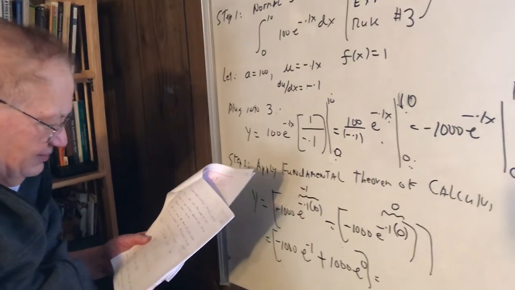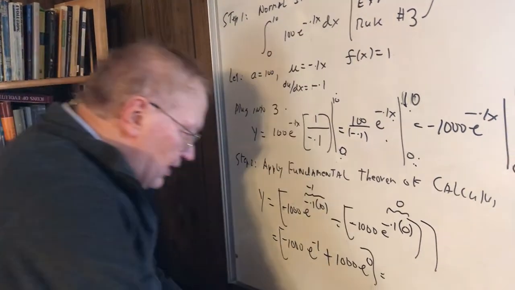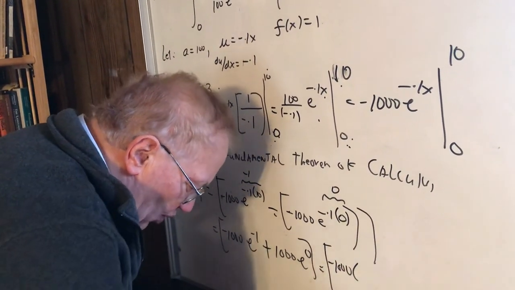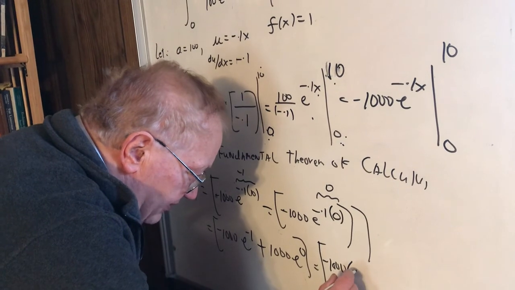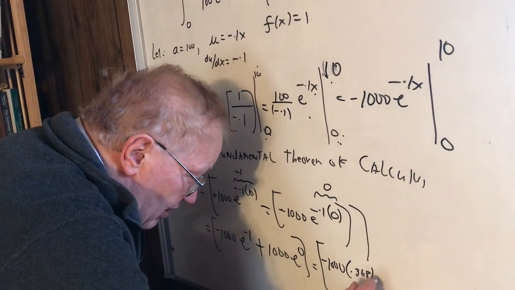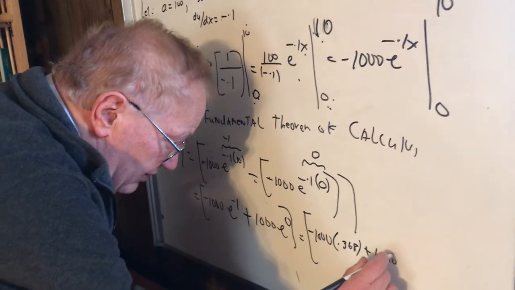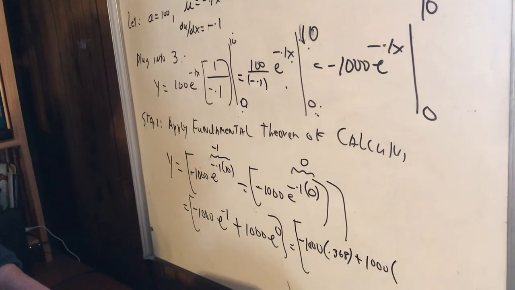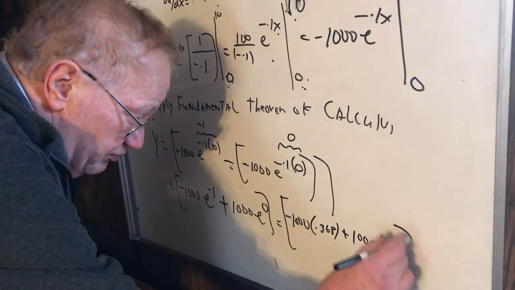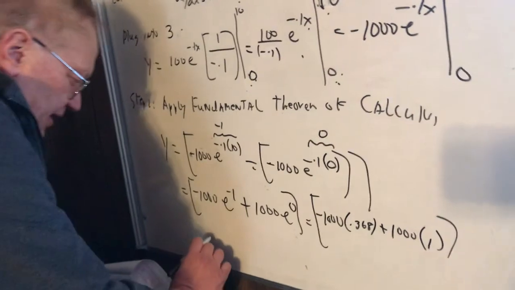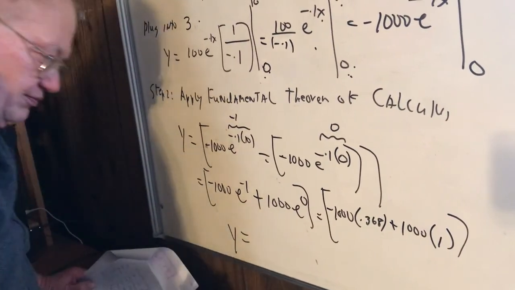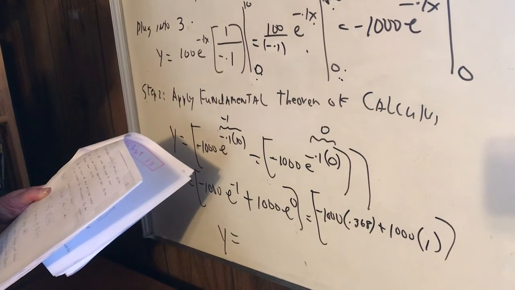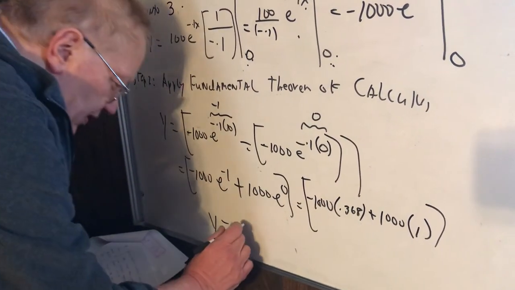We have here, we're going to have a minus 1,000, carrying it out for you for only once, 0.368, plus 1,000. Anything to the 0 is 1. I don't care what it is. Elephants to the 0 is 1. So our answer becomes, let's see, 632, whatever the units are.